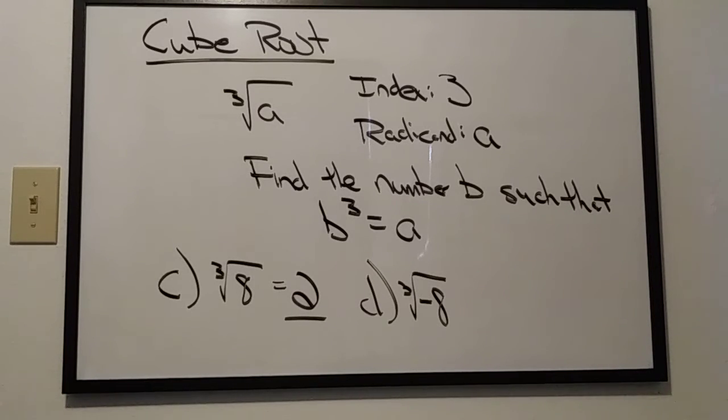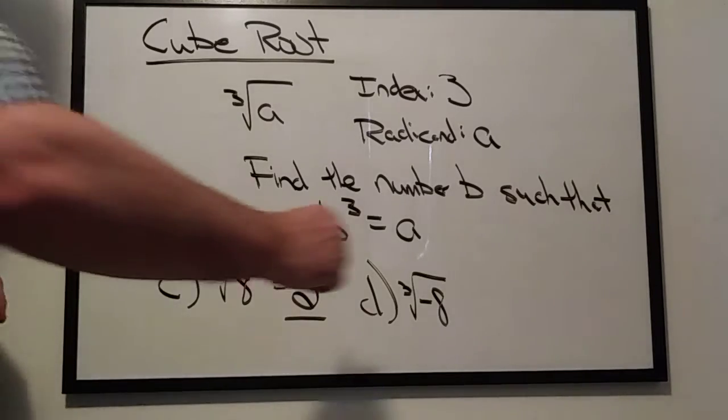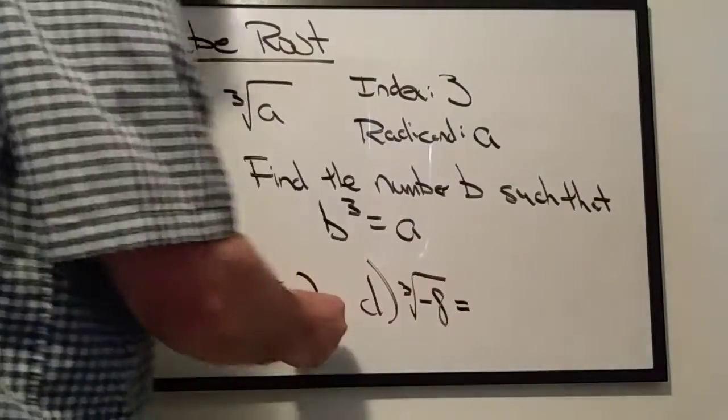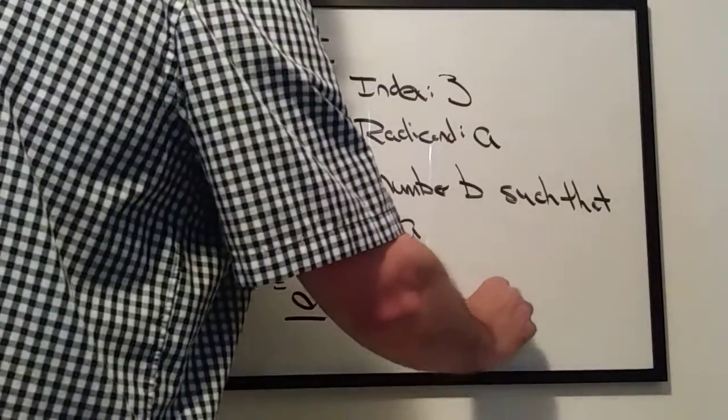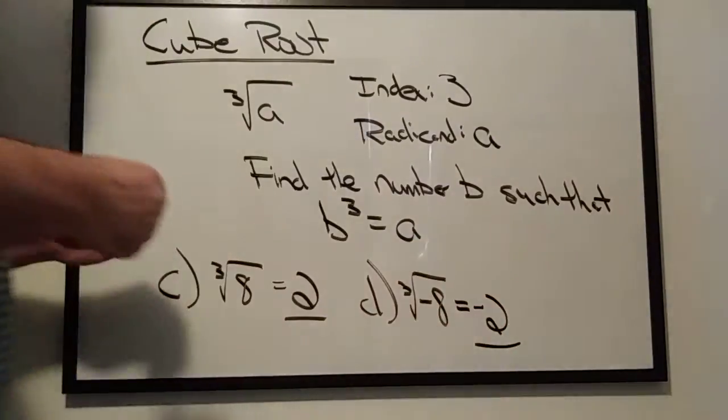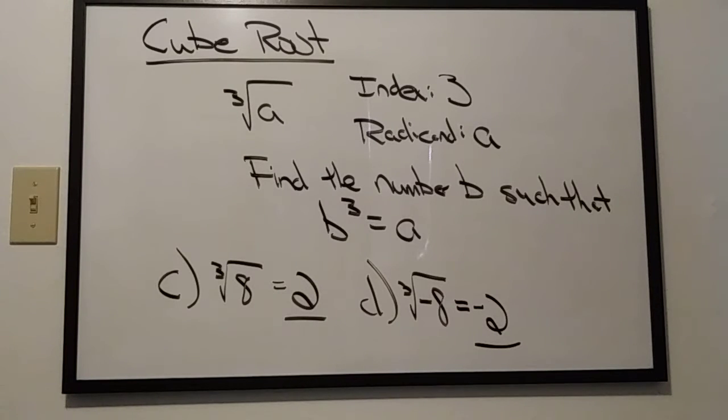So once again the question is, what number to the third power would give us a -8? And if you think about that for a bit, we're going to have this 2 again, but it's going to have to be negative, so that you take -2 times -2 times -2, and you get the -8 as the answer.